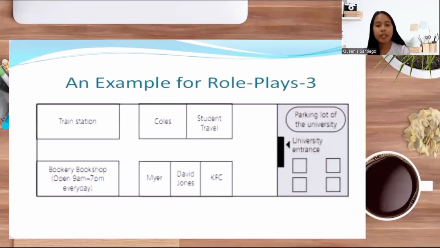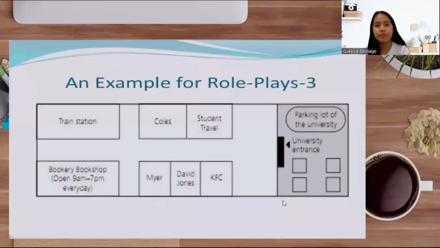Another example of role play, where there is a train station, call, student travel, bakery or bookshop, Mayor, David Jones, KFC, parking lot of the university. So this is an example of a setup.